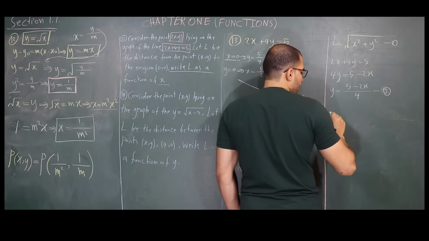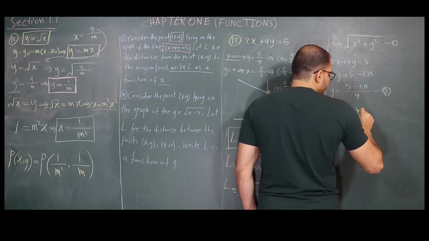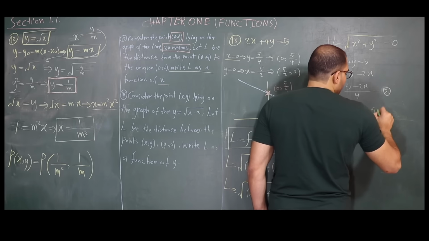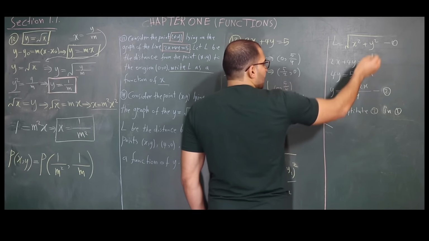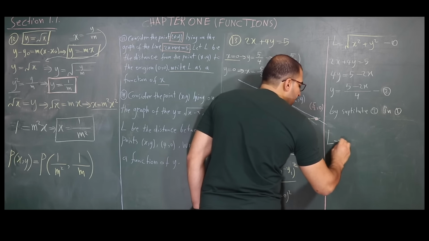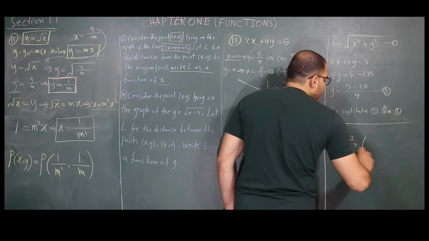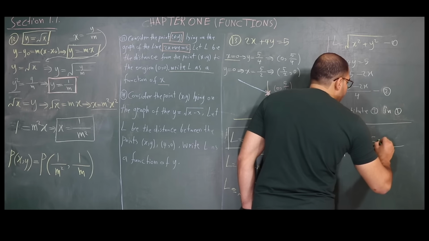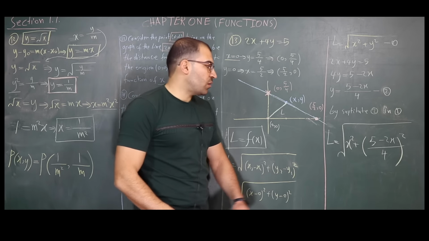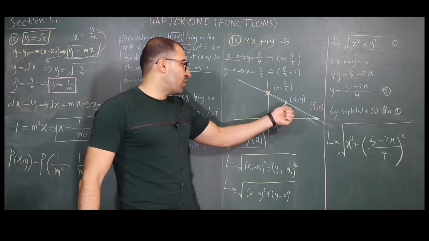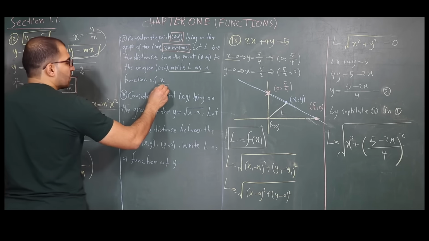So now, by substituting 2 in 1, I'm going to make this in this. The result will be L equal to the square root of x squared plus (5 minus 2x over 4) all squared. The result will be L, which is the distance from this point to the origin, as a function of the variable x, as he wanted in the book.